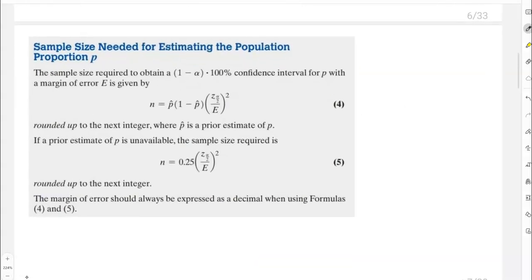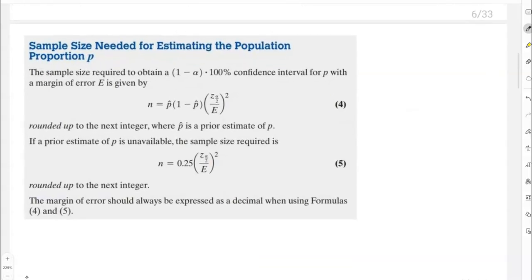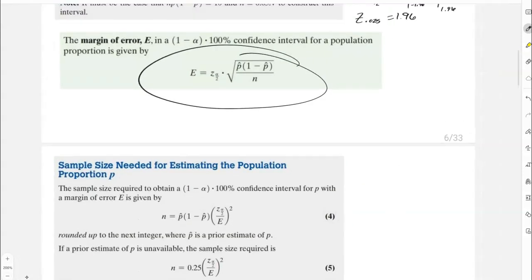Now, if we needed a sample size for estimating a population proportion, we could take this and solve it for n. We could divide the error by this number. We could square both sides, which would get rid of the square root. And then we could flip both sides of the equation.